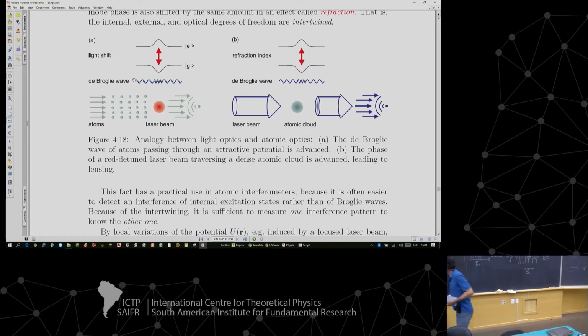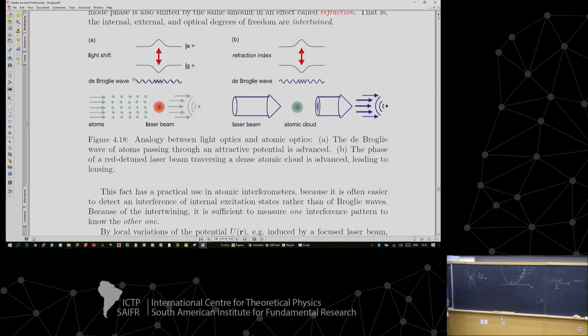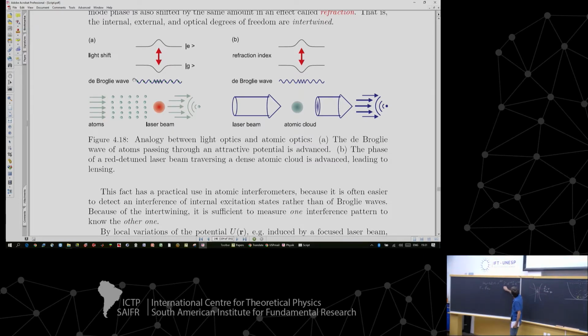So we have seen here that we have 3 degrees of freedom. We have the center of mass motion, we have the light, and we have the internal degrees of freedom of the atom. So in the first lecture, I showed you that there is a light shift. If you shine a laser beam into your thermal cloud, then the atoms' internal degrees of freedom will suffer a light shift. Okay. Then I told you that the external degrees of freedom, the center of mass motion, is subject to a dipolar force.